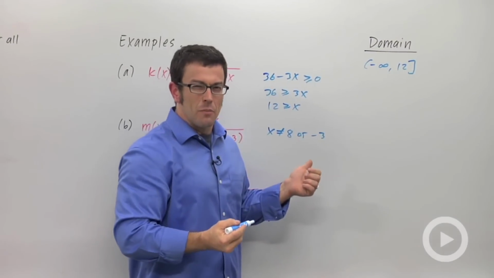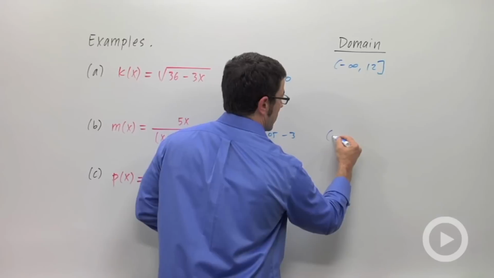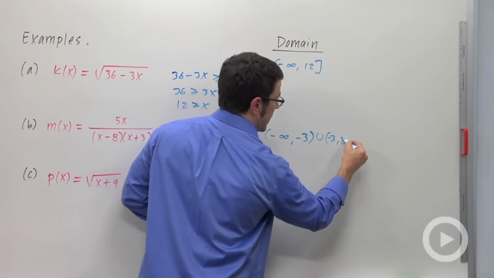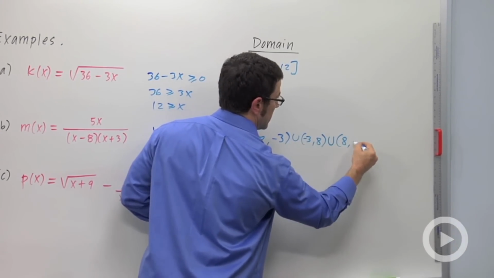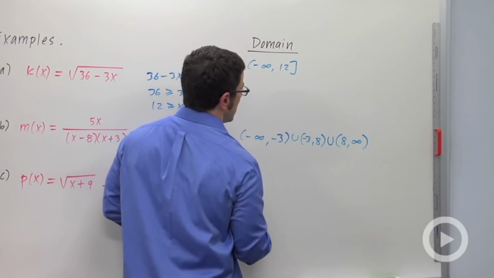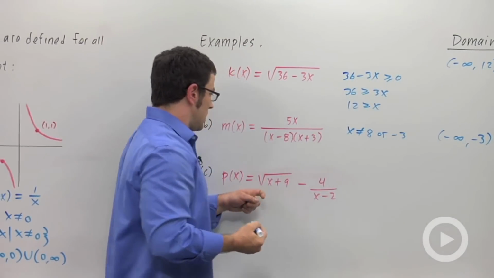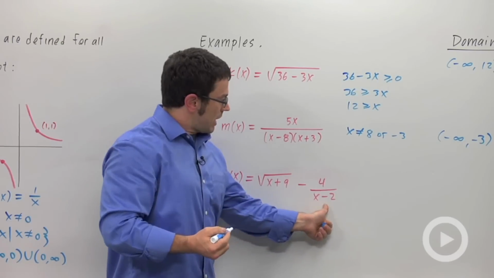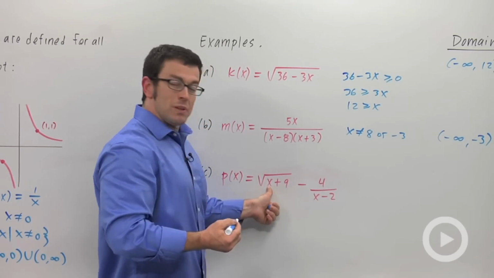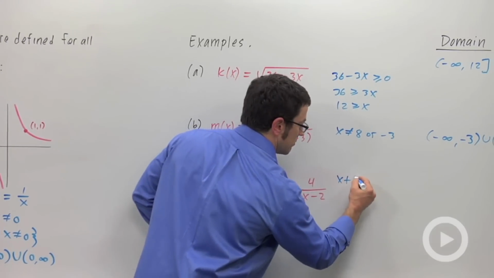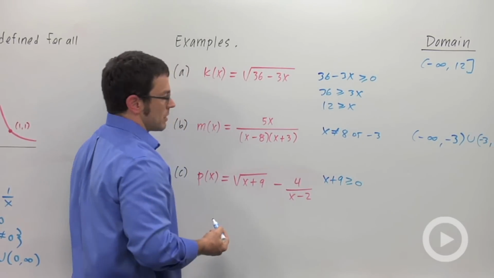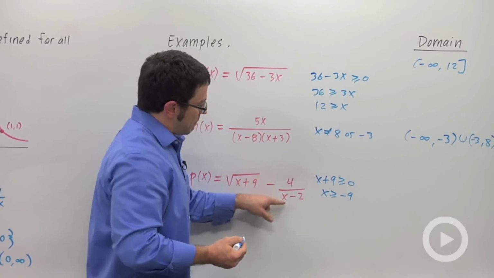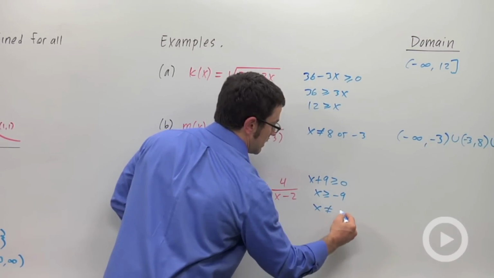And this is a little cumbersome in interval notation, but you'd say from negative infinity to negative 3, negative 3 to 8, and 8 to infinity. So these 3 intervals. And finally, here we have a kind of a hybrid between radical functions and reciprocal function. Here, x plus 9 has to be greater than or equal to 0, in order for this part of the function to be defined. So x is going to be greater than or equal to negative 9. And then for this part to be defined, we can't have x equal to 2.